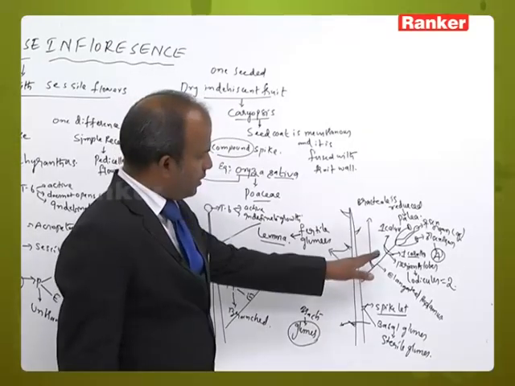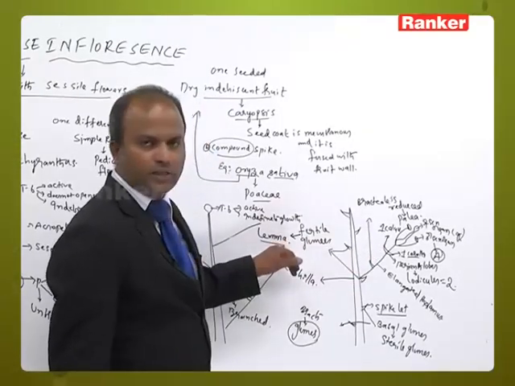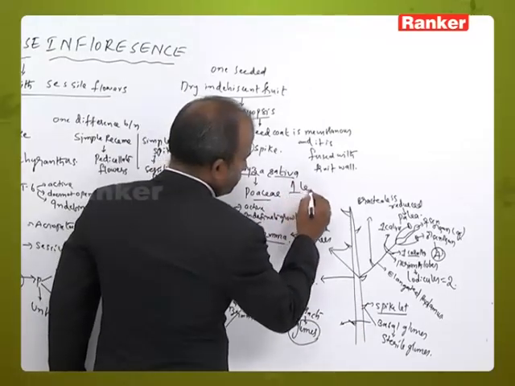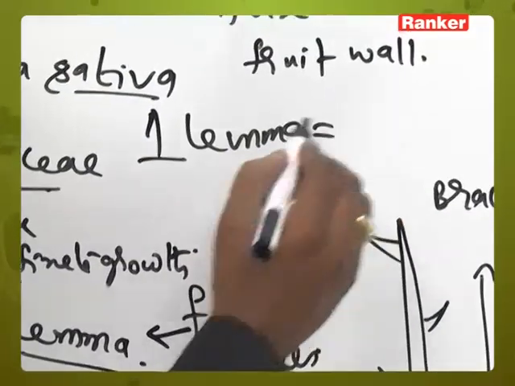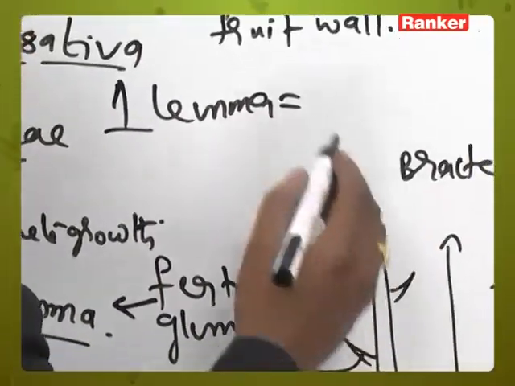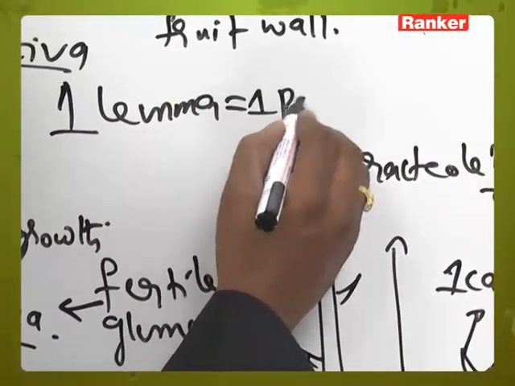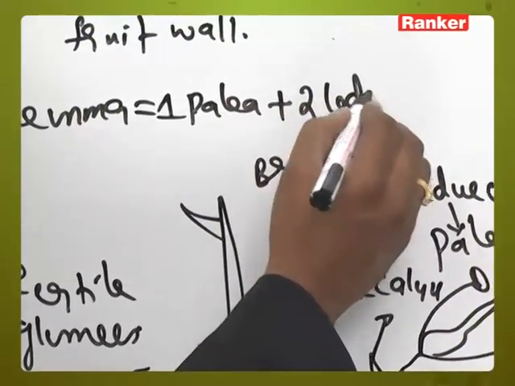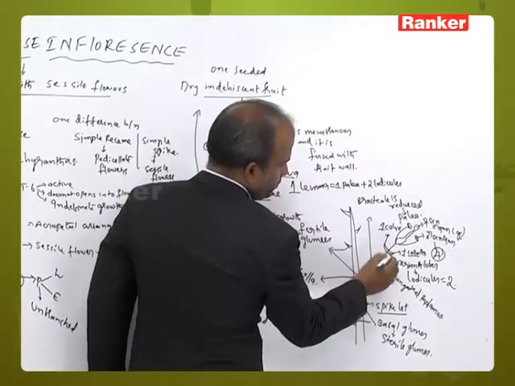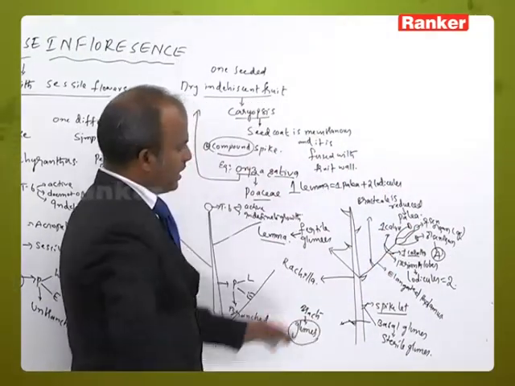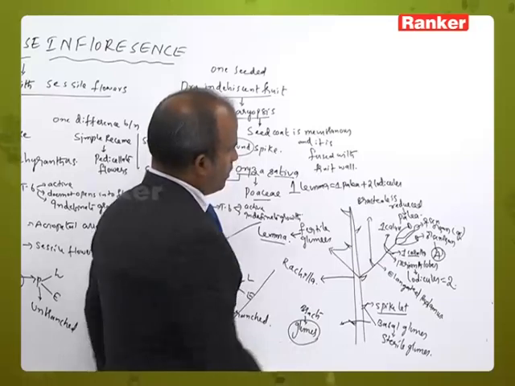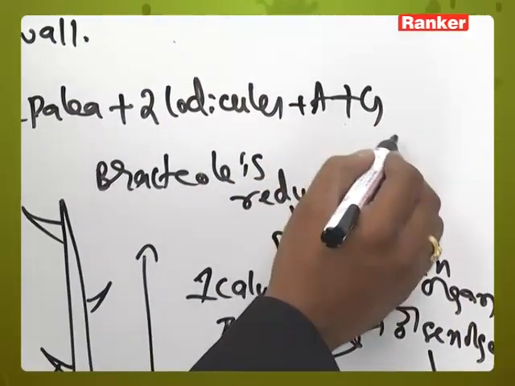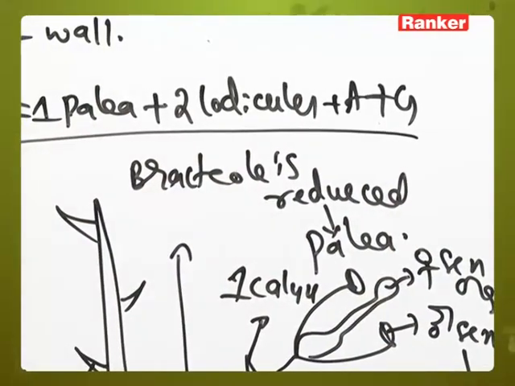So this is about the fertile glume, also called lemma. That means one lemma is equal to one palea plus two lodicules, one a reduced calyx and the other a reduced corolla, plus the androecium, and the next one, the gynoecium.